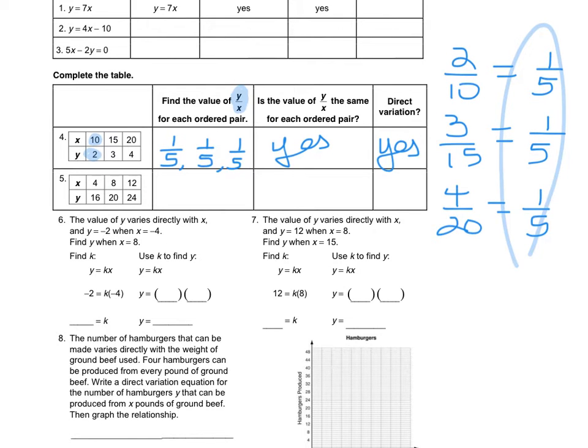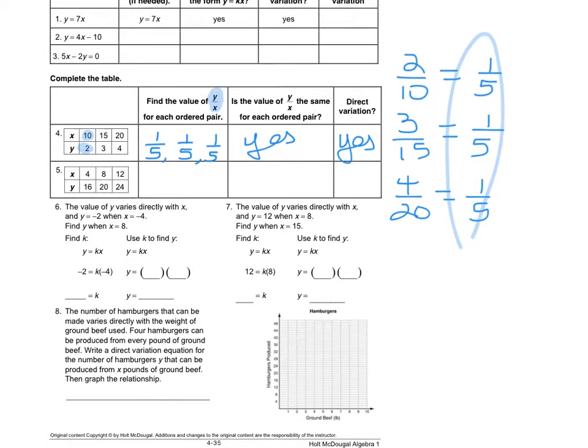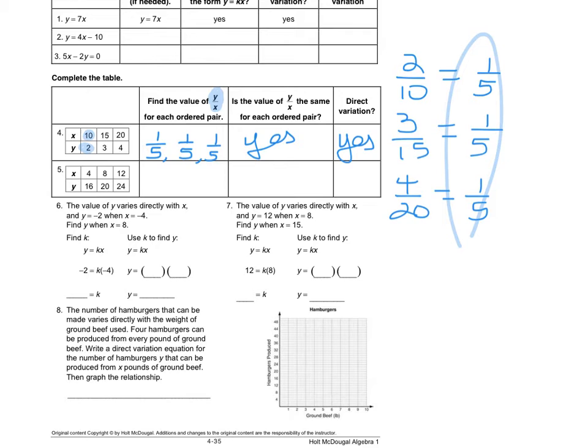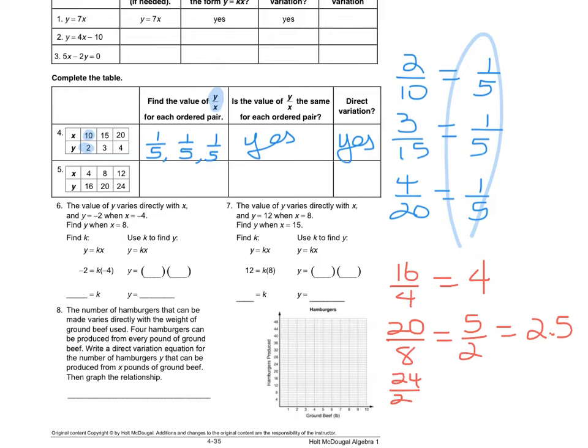All right, let's try number 5. Again, you're going to divide them all. So the first one, I'm going to divide 16 divided by 4, which gives me 4. 20 divided by 8, if I reduce that, I can divide them both by 4 and get 5 over 2, which will be 2.5. You can leave it 5 over 2. Notice I got this different number. So as soon as it fails, you know it's not a direct variation. I'll show you the last one. It's 24 over 12, and that simplifies to 2.